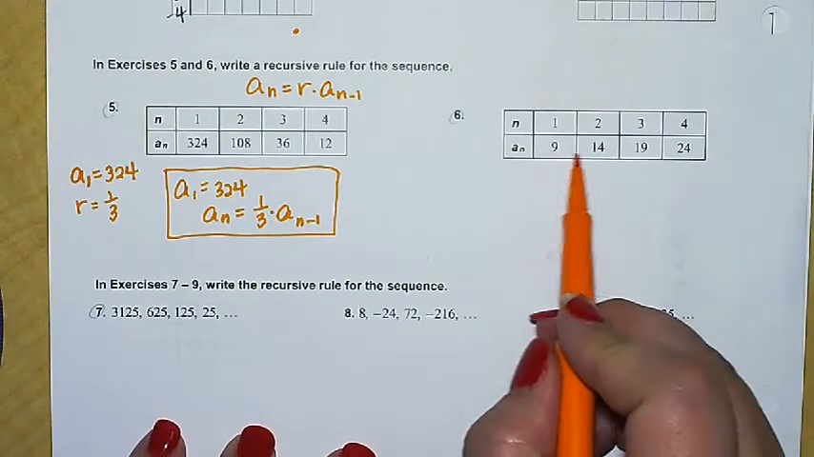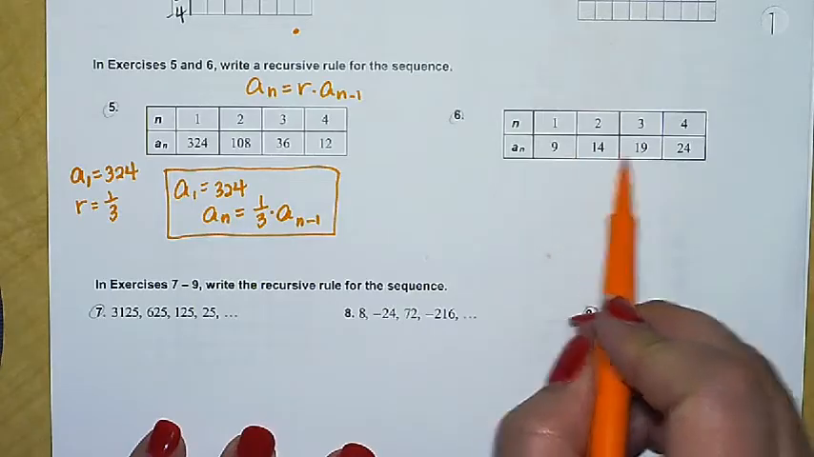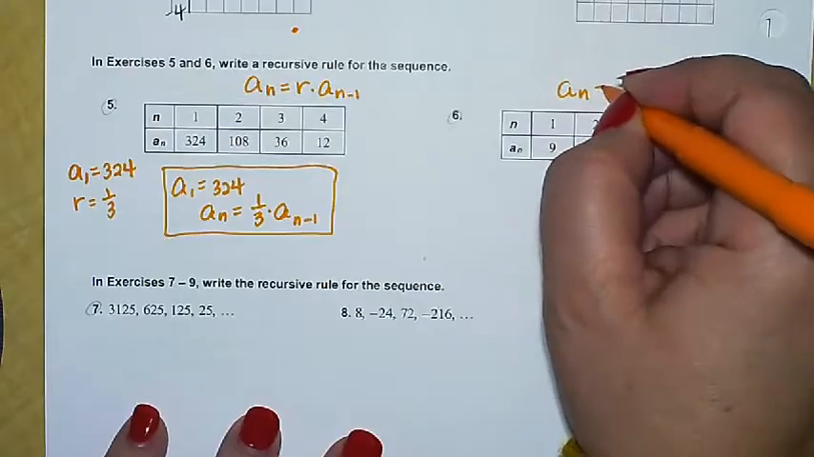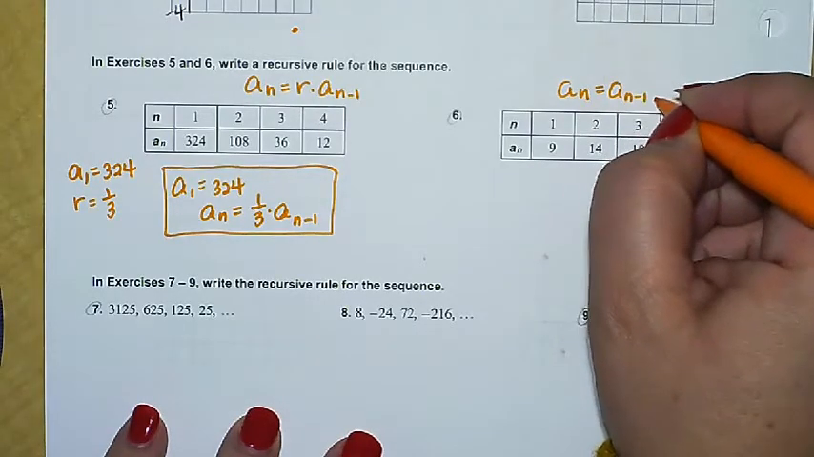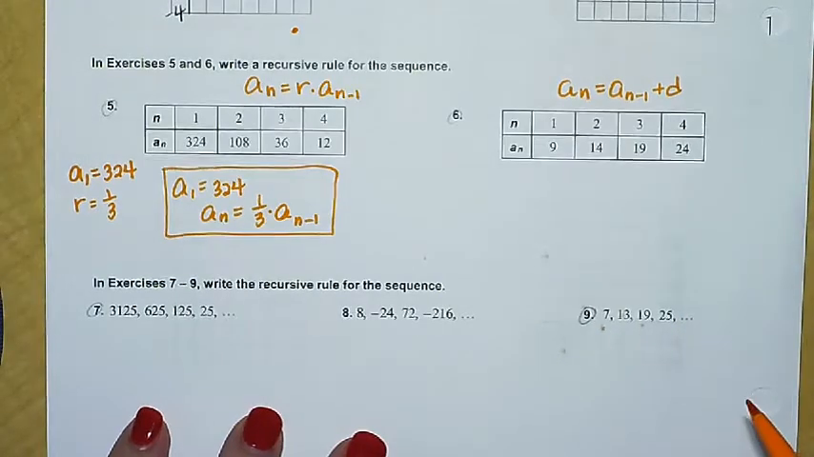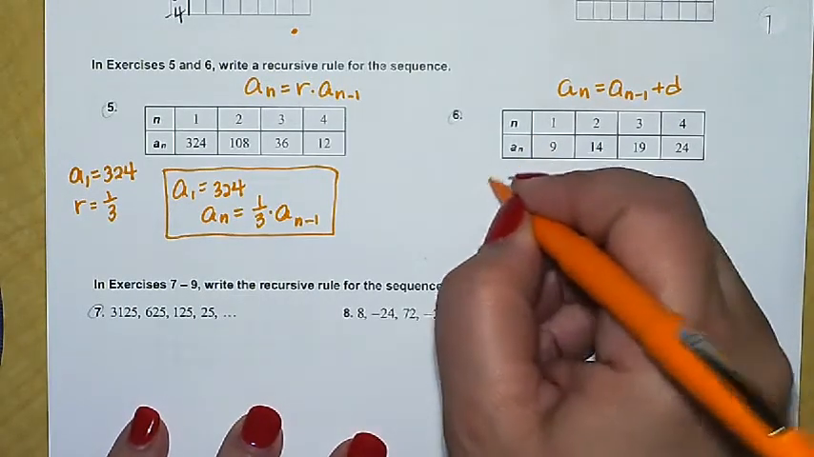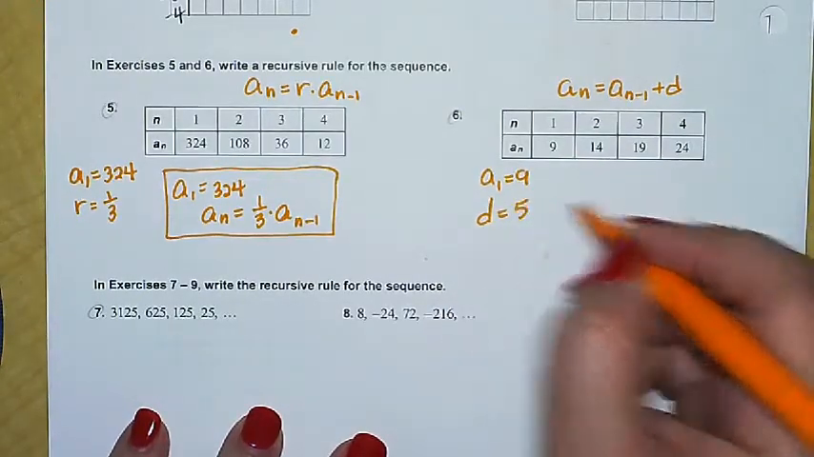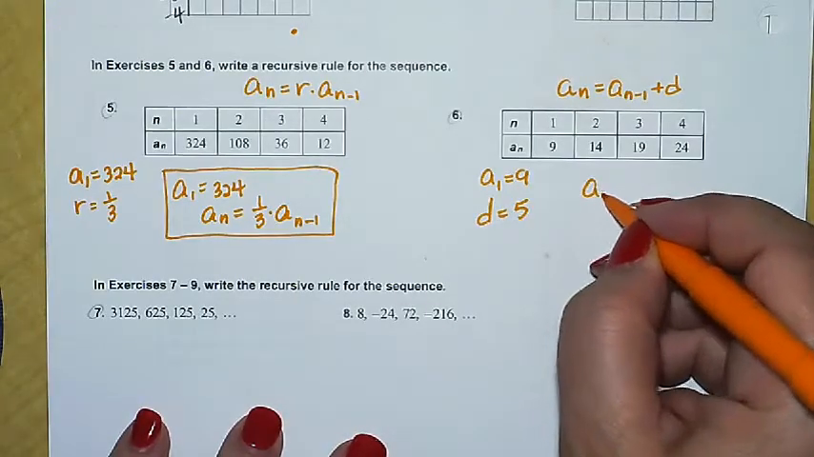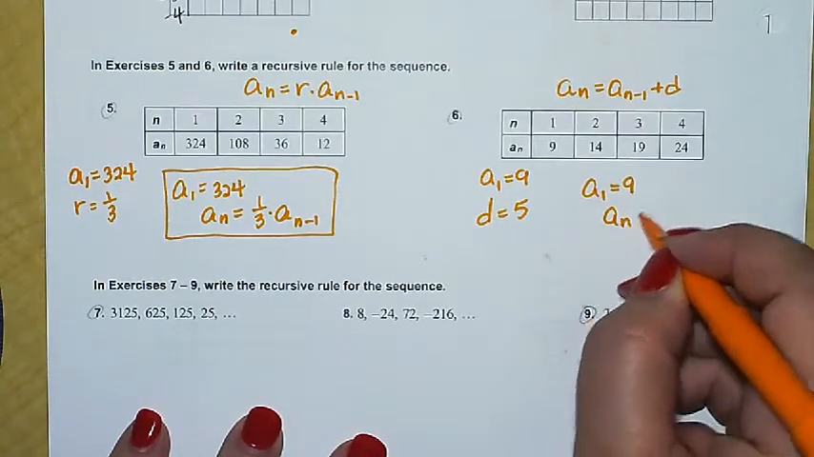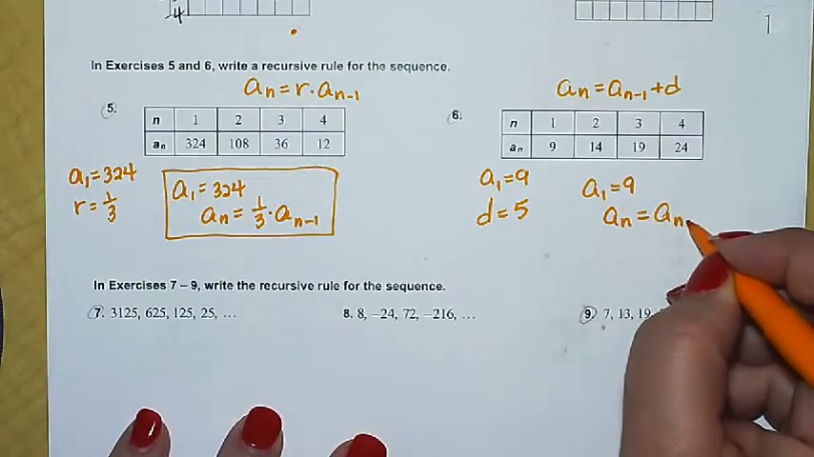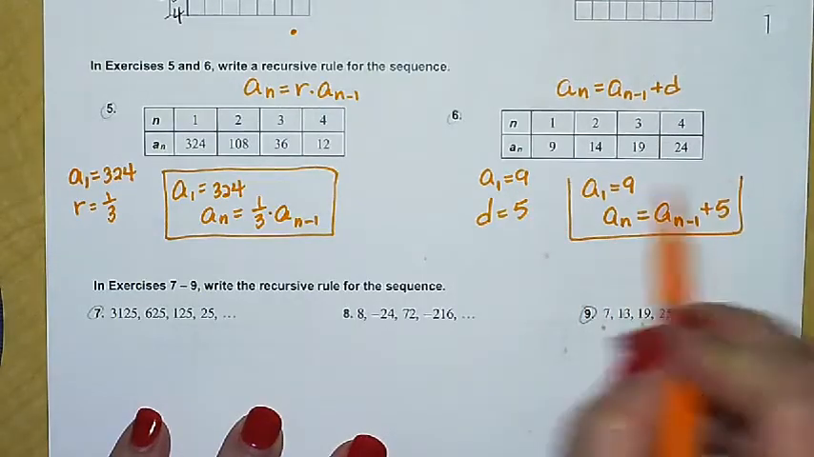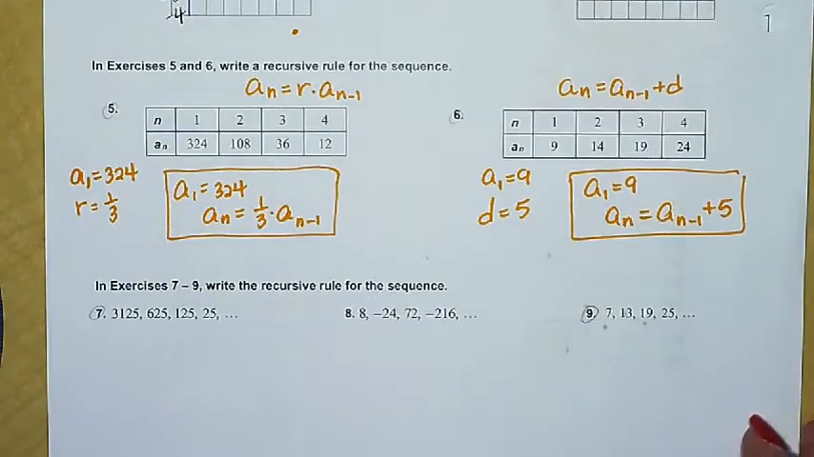On number 6, I can see that they're adding 5 every time. They're increasing this by 5. That makes it arithmetic. So let's review quickly. We know that each new term in an arithmetic sequence is always the previous term plus or minus that common difference, depending on if it's positive or negative. And this has a first term of 9 and a common difference of 5. That's what they're adding every time. So I could say, okay, they're starting at 9, and every new term is simply the previous term plus 5. And that's your recursive description of the pattern. That's it. Okay.